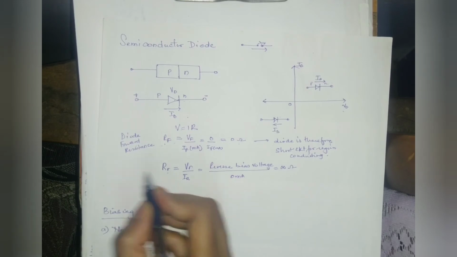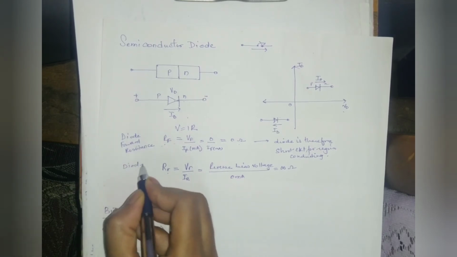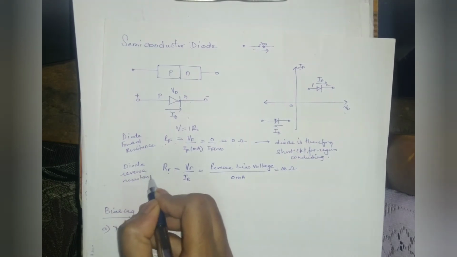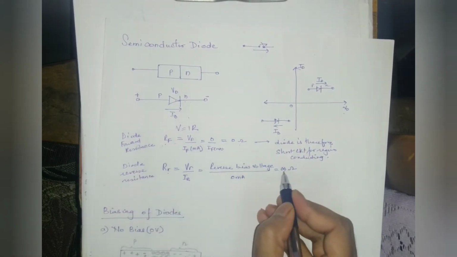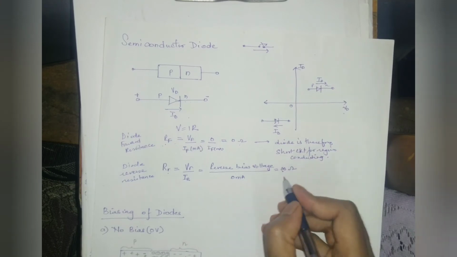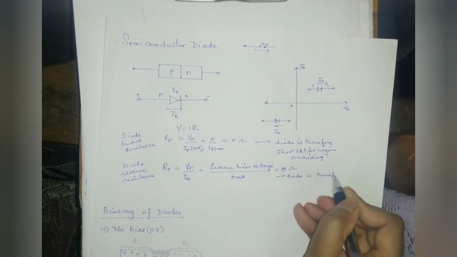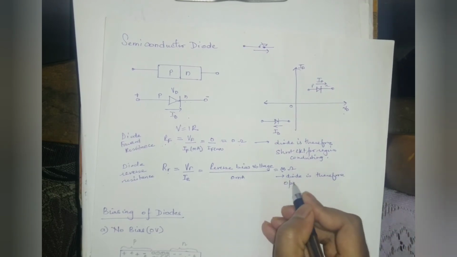So the reverse bias resistance of this diode is infinity. What happened? The reverse resistance is infinity, therefore the diode will act as an open circuit in this case. The diode is therefore an open circuit.